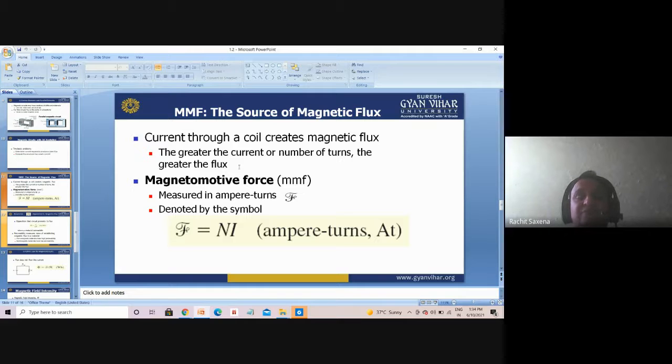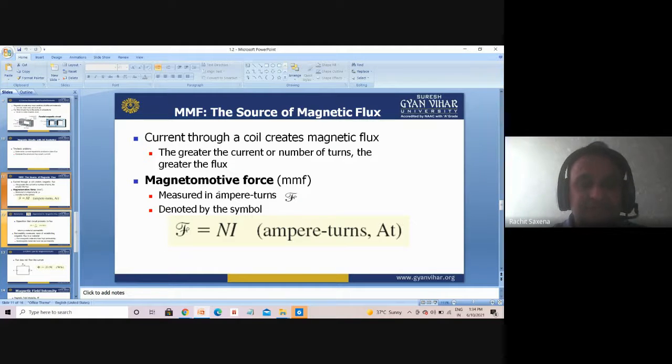Now, what is magnetomotive force? It is basically denoted by the symbol F, that is F = Ni, ampere turns. What is it? It is basically the ampere turn. Do you understand this? That is ampere turn.